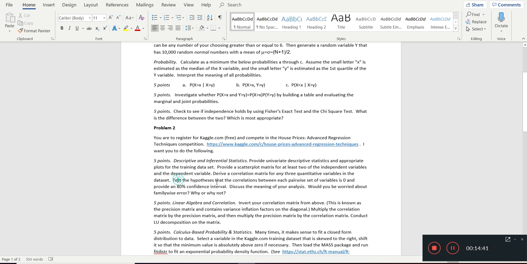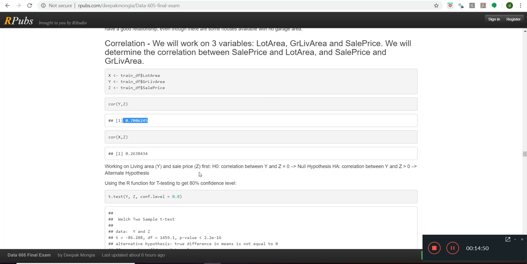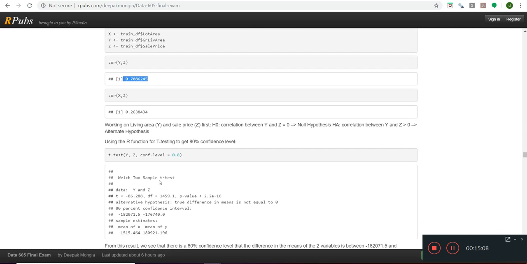So we'll have to basically test the hypothesis that the correlation between each pairwise set of variables is 0 and provide an 80% confidence level. So my null hypothesis is that correlation between y and z equal to 0, and my alternate hypothesis is the correlation between y and z is greater than 0. That means they are related to each other. So I'll use the 80% confidence level.